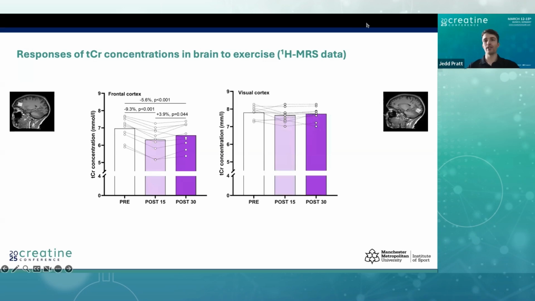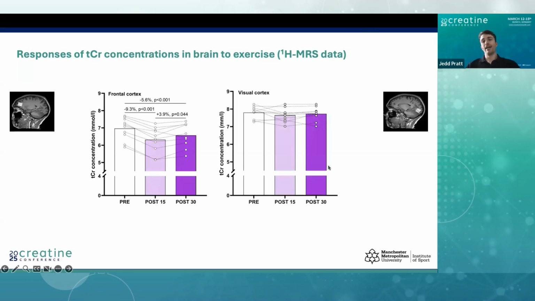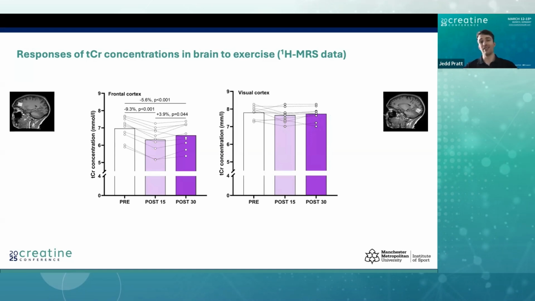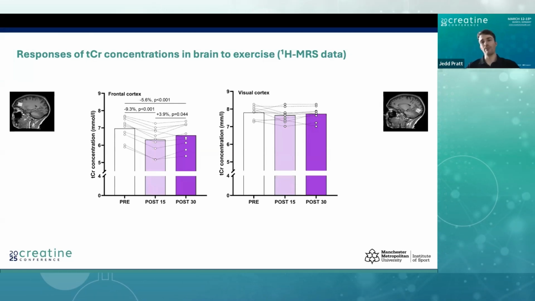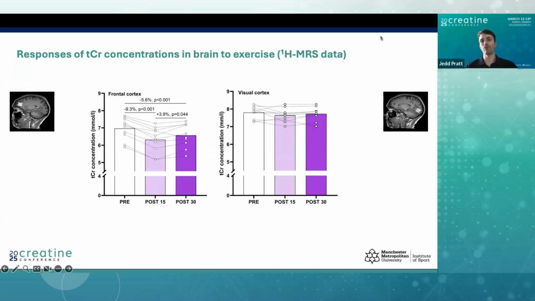In our visual cortex, you can see no change. And this really acted as a bit of a control, as we wouldn't necessarily expect any change in the visual cortex in response to exercise, whereas in the frontal cortex, we would have imagined there to be, with more involvement in controlling those fine motor movements and our overall movement and exertion during the exercise test.